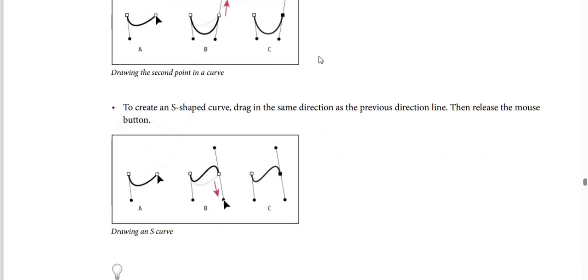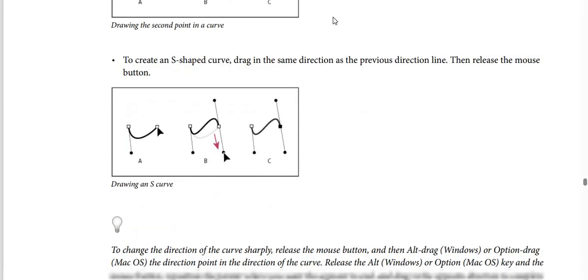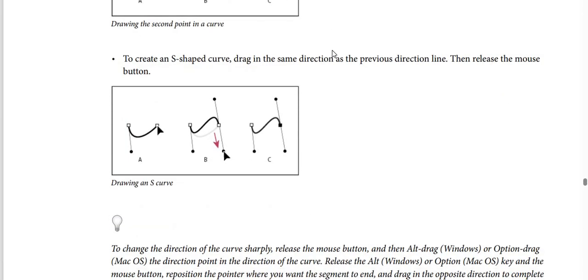To create an S-shaped curve, drag in the same direction as the previous direction line, and then release the mouse button. Like this image now, this screenshot now, drawing an S curve.